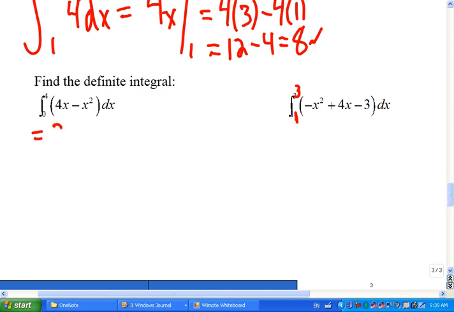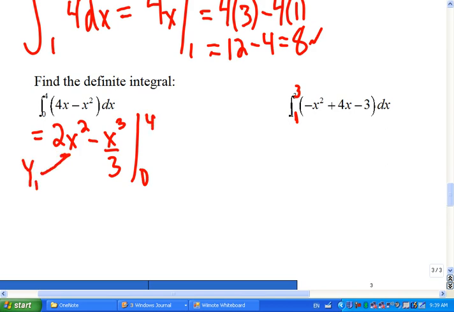So for the first one's antiderivative, you should have 2x squared minus x cubed over 3 from 0 to 4. Now, if you put this into your calculator as y1, then you can use your calculator to go y1 of 4, take away y1 of 0. That may be faster than doing it the long way. Sometimes it's faster to do it the long way. It depends on what function you're using. So in my calculator, 2x squared minus x cubed over 3.